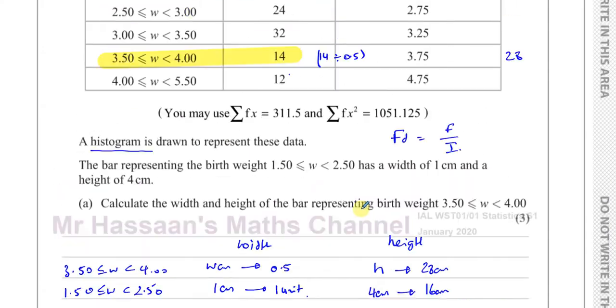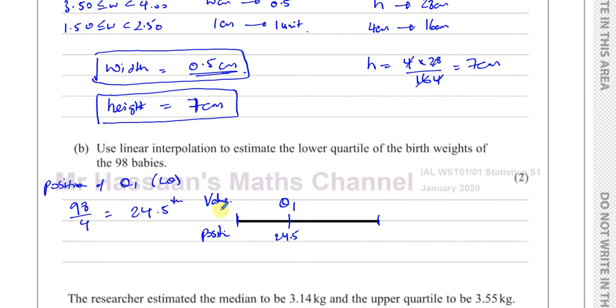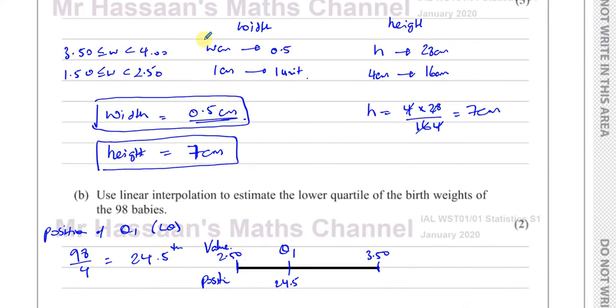Well, if you look at the groups, the 24.5th position is going to be in this group over here, because you've got 16 entries in the first group, and then the next 24 entries are in the second group. So the 24.5th entry is going to be somewhere in this group here. The beginning of the group is 2.5, and the end of the group is 3. Oh, sorry, 3, not 3.5. Be careful there. 2.5 to 3. Yeah, that's the group that it's in.